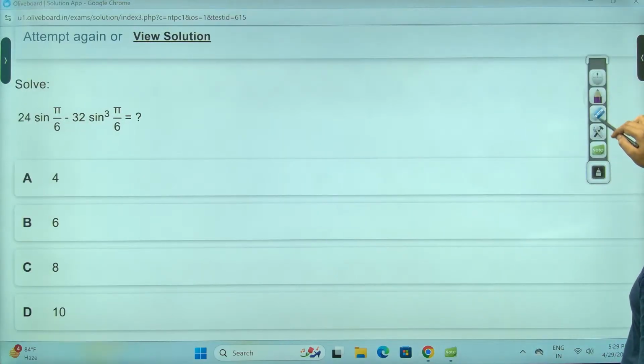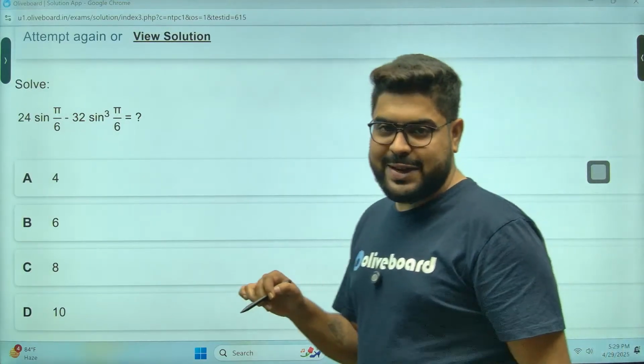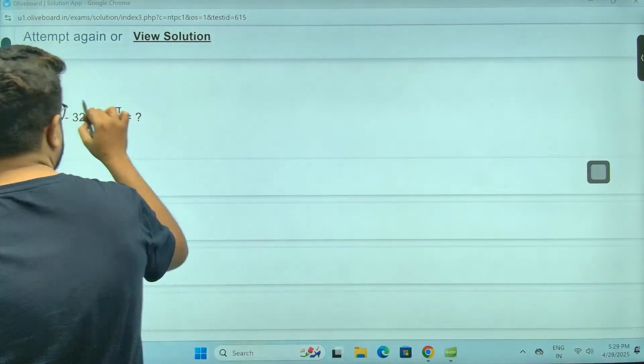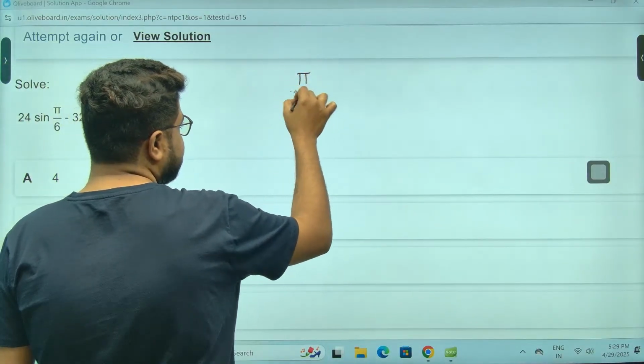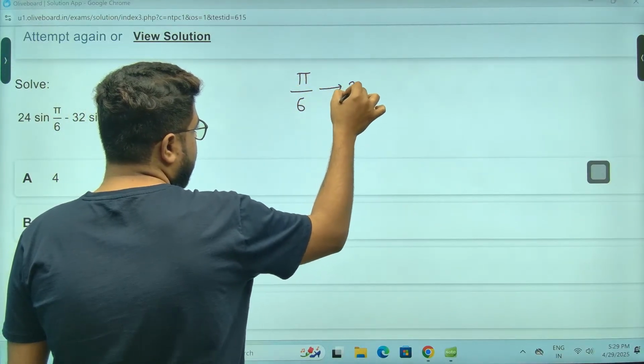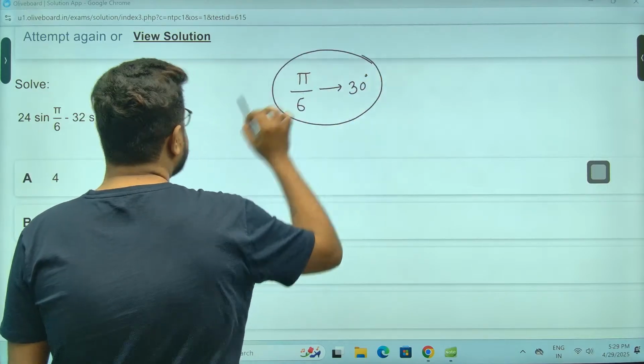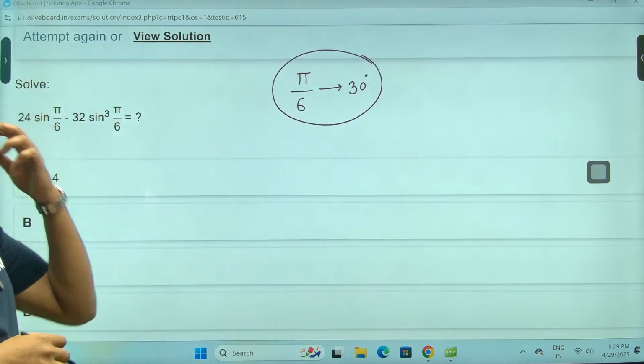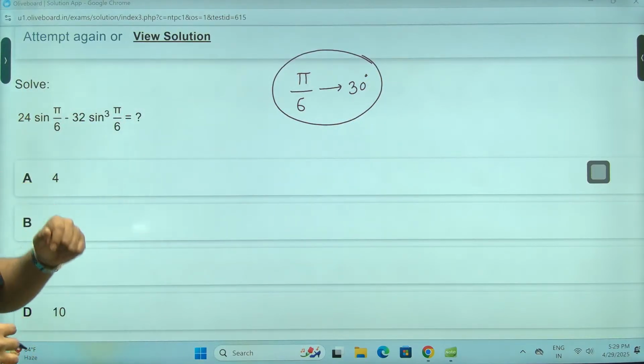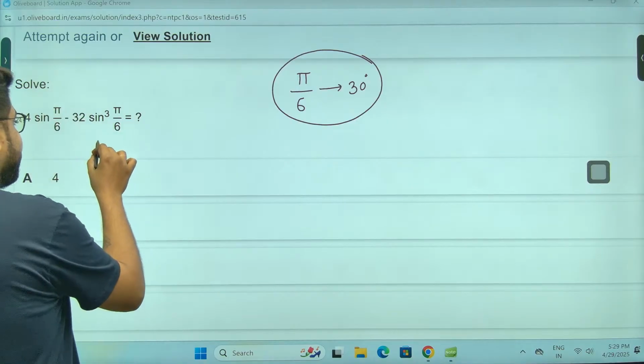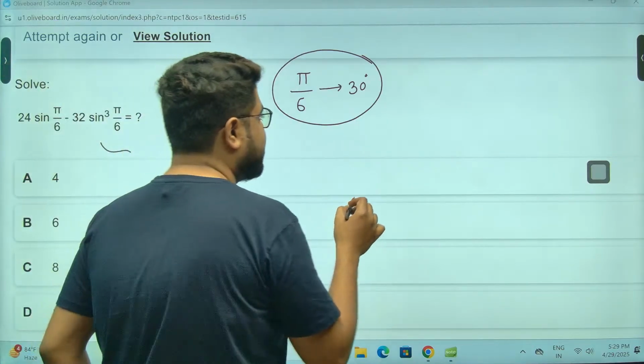2432. Arey sir, how will you do it, sir? Sir, pi by 6 means 30 degrees, sir. You can calculate like this. But sir, something is coming to my mind: sine and sine cube. Anyone? Achha, let me show you.